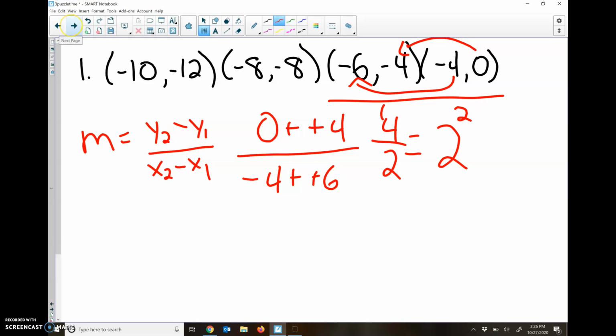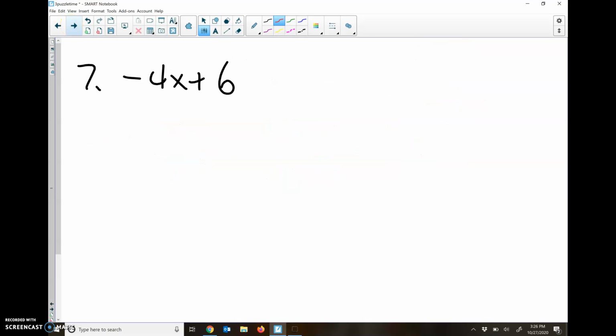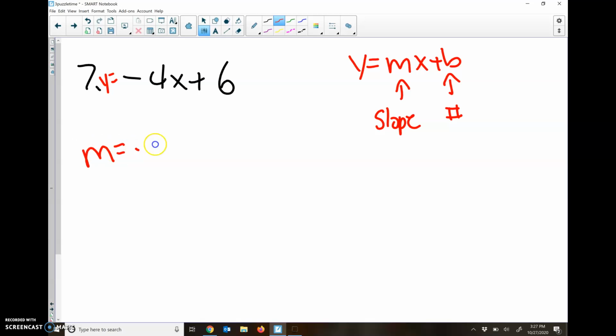All right, and the next couple ones, they want us to find the slope and the y-intercept. So if you look at number 7, remember our formula for all these is y equals mx plus b. M is our slope, that's always the one next to x, and b is our number at the end. So 7 should be pretty self-explanatory. The number next to x is negative 4, so that's our slope. And then the y-intercept is the number at the end, so that's our b, which is 6. So slope of negative 4, and a y-intercept of 6.